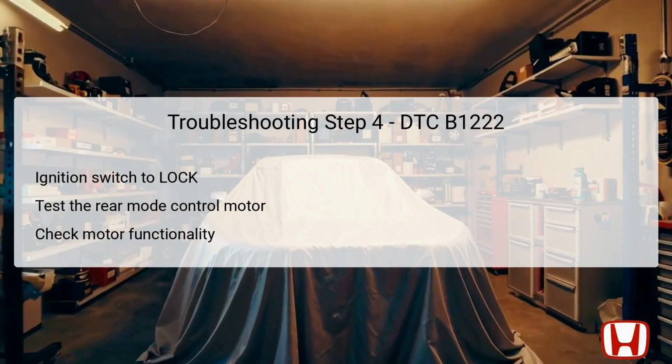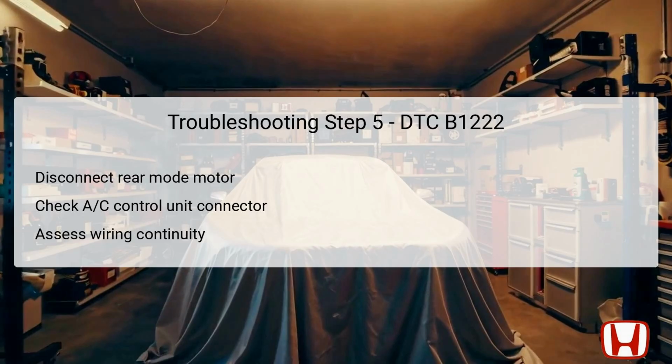A non-functioning motor will not adequately change the airflow settings in the rear cabin, leading to the issues reflected by DTC B1222. This functionality test may involve applying power directly to the motor to assess its response. If the motor is found unresponsive, it must be replaced to restore proper climate control functionality. This step is pivotal as it directly addresses the heart of the issue observed with this diagnostic code.